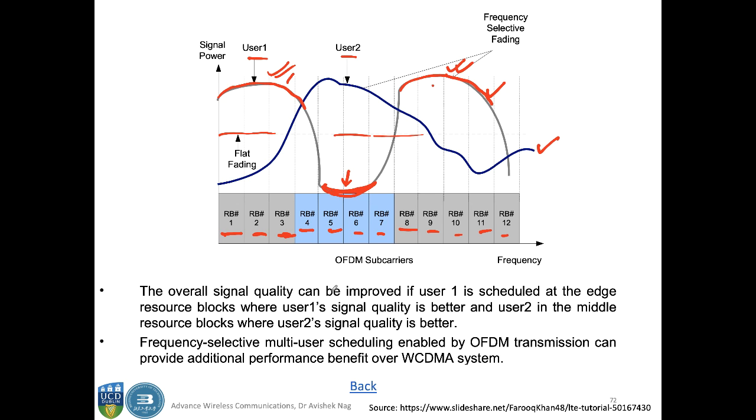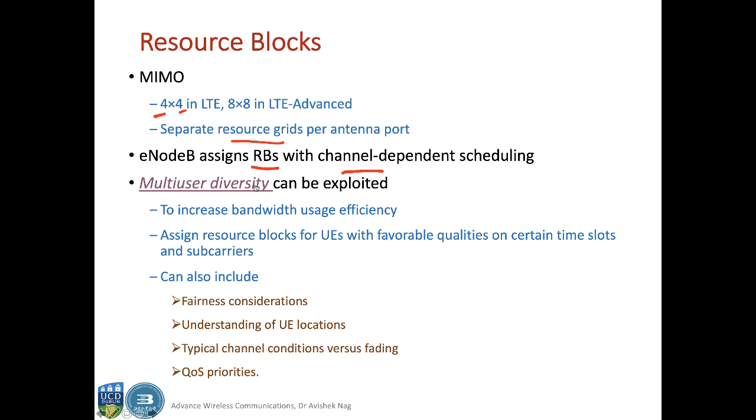So the overall signal quality can be improved if user 1 is scheduled at the edge resource blocks where user 1 signal quality is better, and user 2 in the middle resource blocks where user 2 signal quality is better. Okay, so in this way, frequency selective multi-user scheduling enabled by OFDM transmission can provide additional performance benefit for the LTE system over the WCDMA system. So that is what is meant by multi-user diversity.